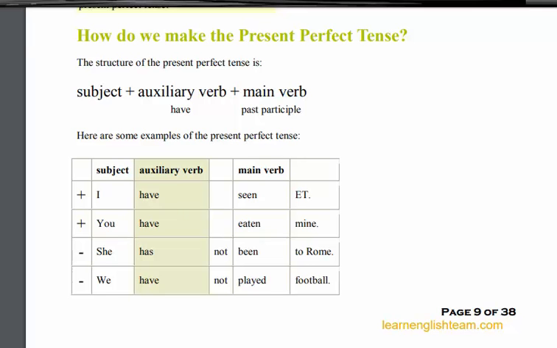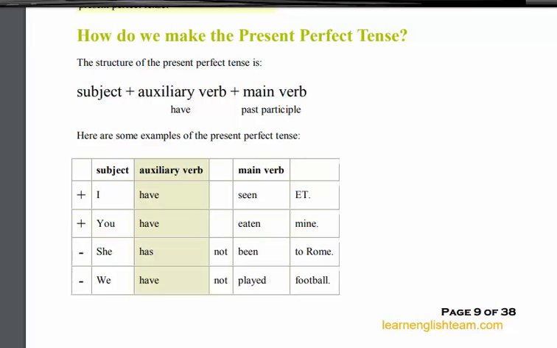What is the main verb? The main verb is the action of the sentence, and it is the past participle, or you can say in simple language, the third form of the verb. So this is the rule for how we make the present perfect tense. Subject plus auxiliary verb, which is also known as the helping verb, and third is the main verb. The main verb is the main action, which is the past participle or the third form of the verb.